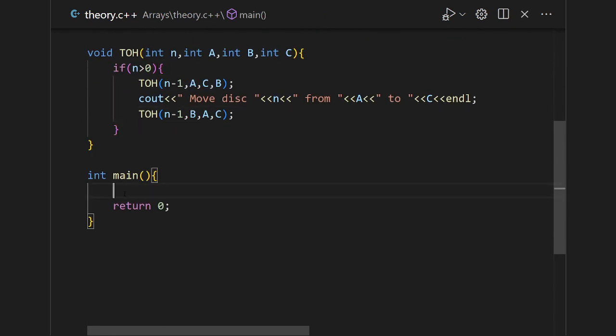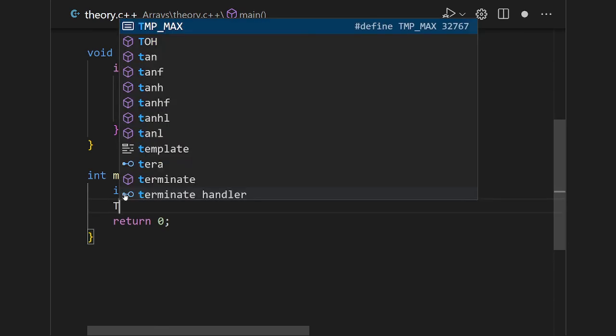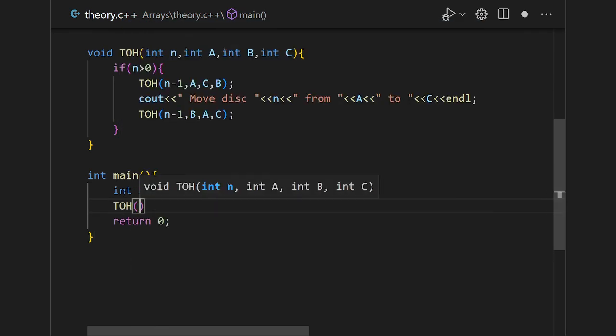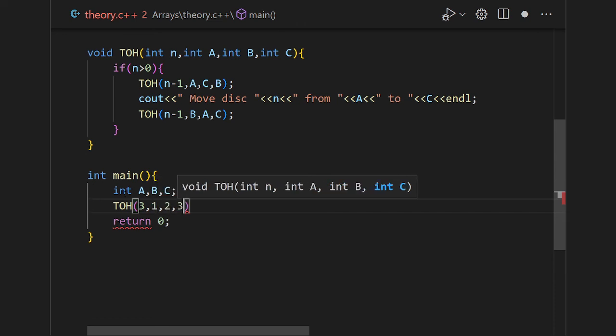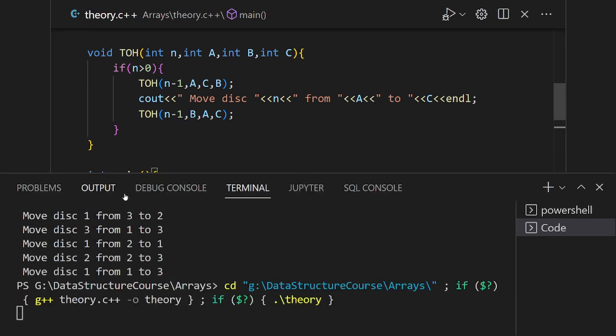So let's check out the code. So int A, B, C and Tower of Hanoi. Let's take three disks and check how many moves it requires to move these three disks from tower A to tower C. Then 1, 2 and 3. These are the numbers of the rods. Just wait for the output.